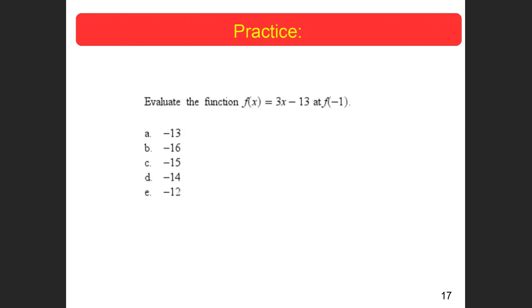All right. Evaluate the function. f of x equals 3x minus 13. Evaluate f of negative 1. Well, f of negative 1 really means that I'm going to plug negative 1 into my function. So this is 3 times negative 1 minus 13. 3 times negative 1 is negative 3, minus 13 is negative 16. So f of negative 1 is equal to negative 16.